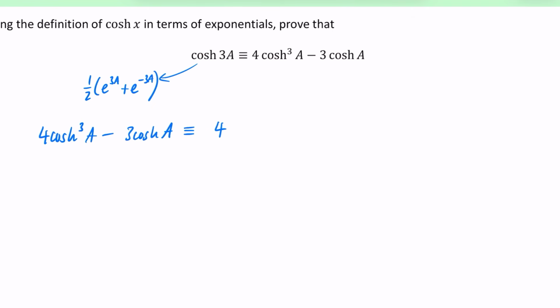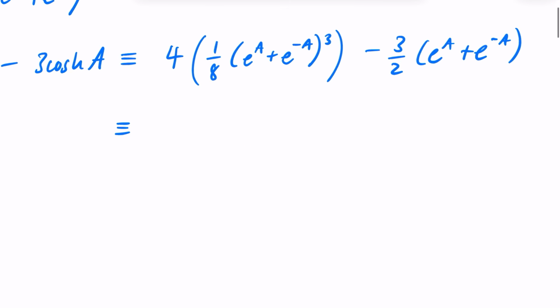So cosh a all cubed, well, the half cubed is going to become the 8th, and then we're going to have our e to the a plus e to the minus a all cubed, and then we're going to have minus 3 times by a half, so that's minus 3 over 2, e to the a plus e to the minus a. And we're just going to keep manipulating everything on the right-hand side until it eventually looks like this thing that we've got here. So the 4 and the 8th gives the half that we have.